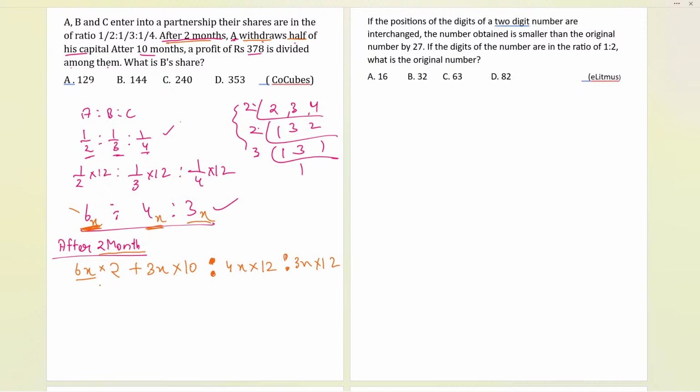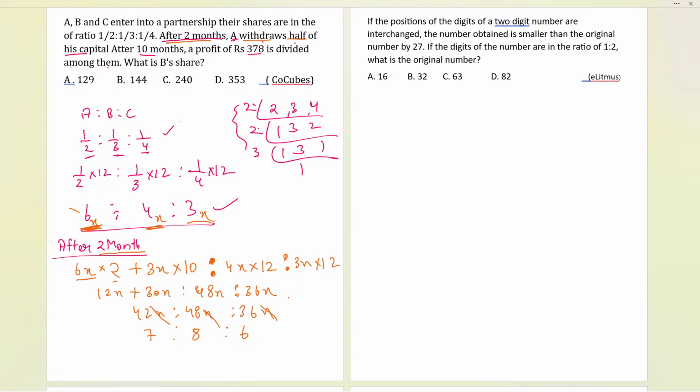Now we have to simplify it. So let us write, it will be 12x plus 30x, is to 4x times 12, it will be 48x, and 3x times 12, it will be 36x. Finally 42x, 48x and 36x. So x gets cancelled. If I simplify this, 6 times 7 is 42, 6 times 8 is 48, and 6 times 6 is 36. This is the ratio of their overall share in the complete year.